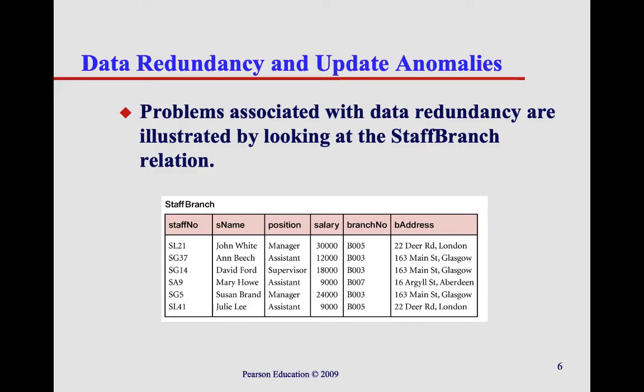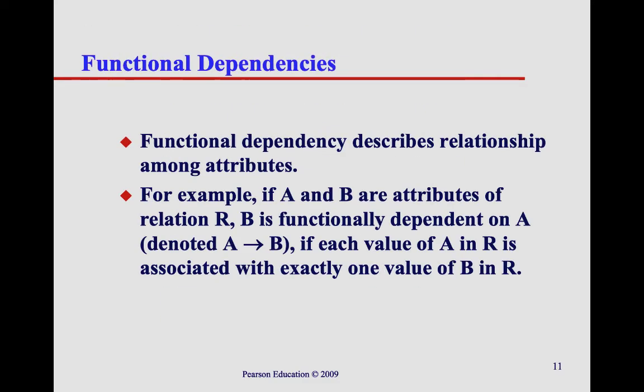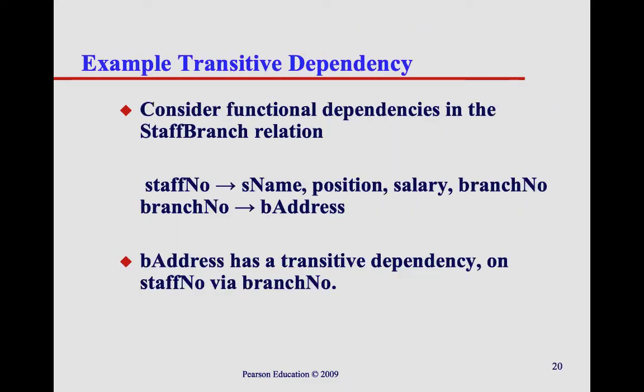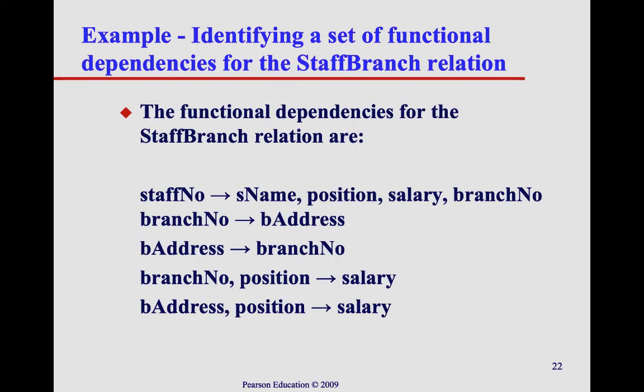Okay, I am going to go over the solutions. So here are the 5. The staff number uniquely determines a staff member's name, position, salary, and branch number. Branch number uniquely determines the branch address. Now, none of you asked, but it seems pretty clear that a branch address uniquely determines a branch number.